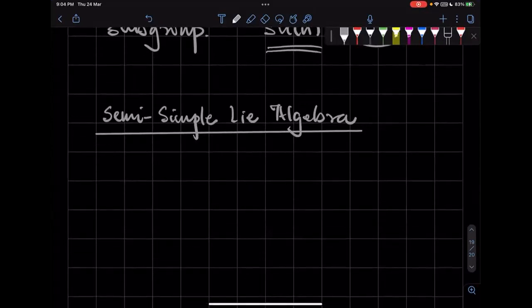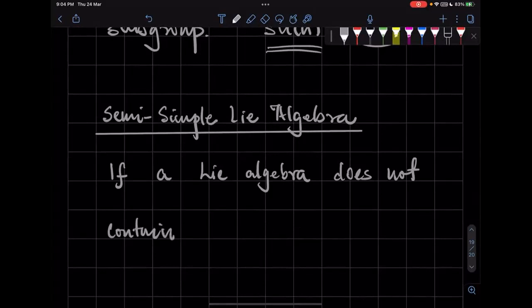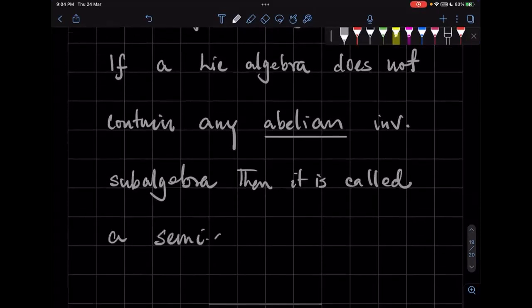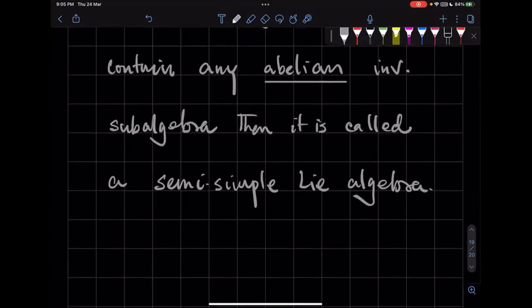Okay, so suppose you have a Lie algebra which can have some invariant subalgebra, but it cannot have an abelian invariant subalgebra. So if a Lie algebra does not contain any abelian invariant subalgebra, this is very important, then it is called a semi-simple Lie algebra. Okay, so let me give you an example.